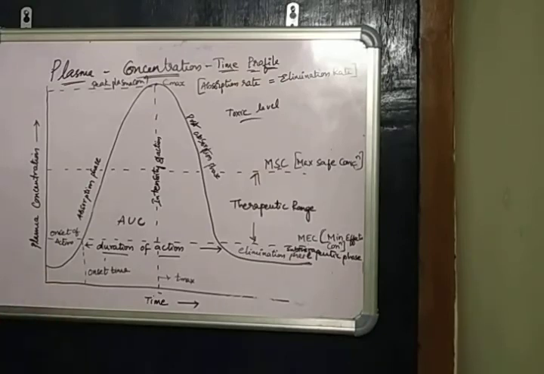Once the drug is administered, we observe that a time profile is obtained. We take the plasma concentration on the y-axis and the time on the x-axis. We observe the graph like this. We observe the various pharmacokinetic and pharmacodynamic parameters. Okay, this is about the plasma concentration time profile.